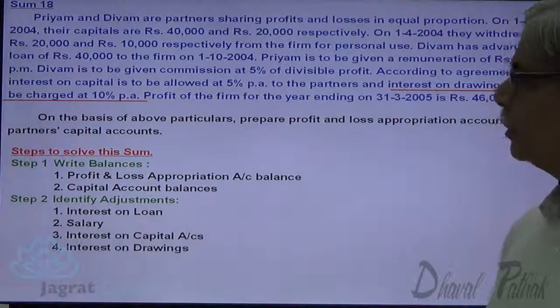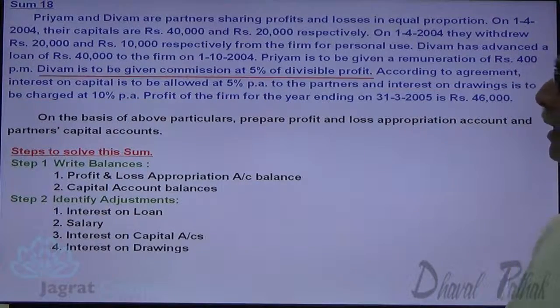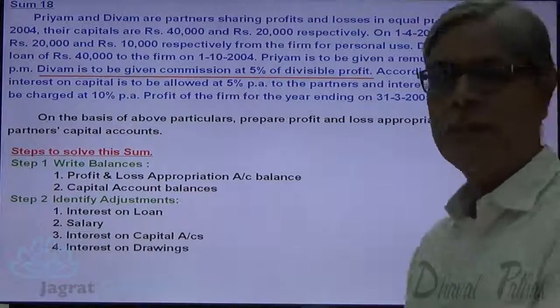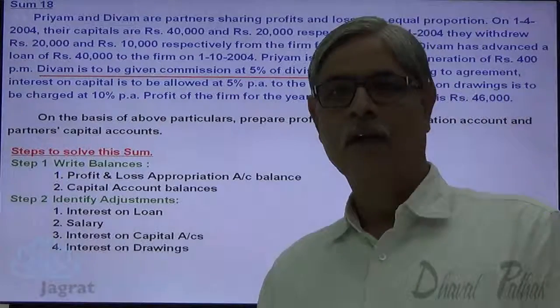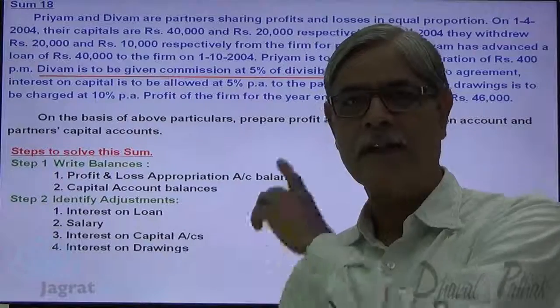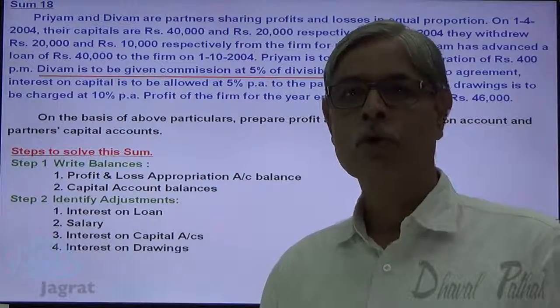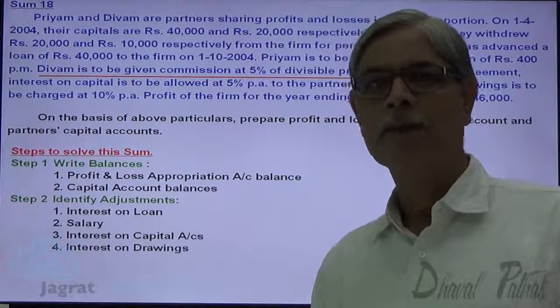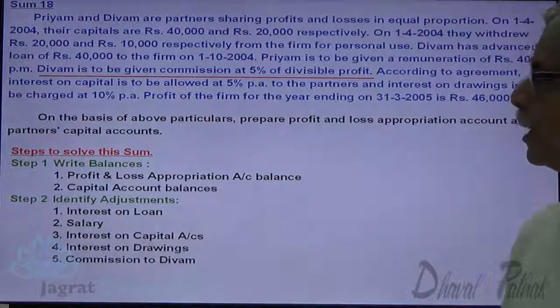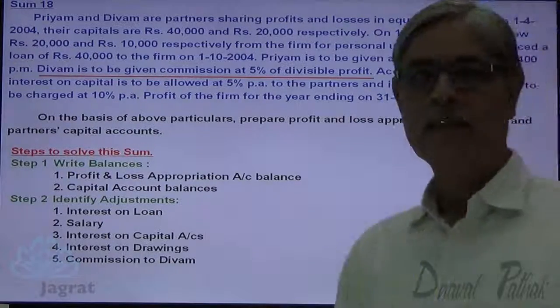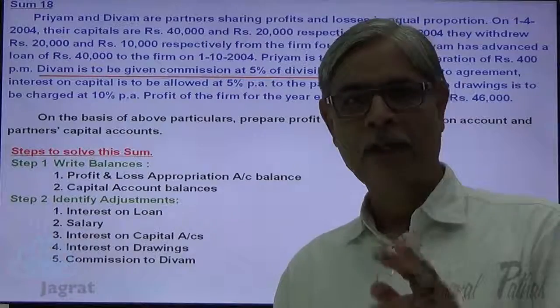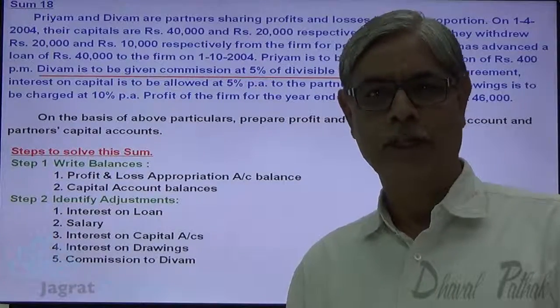Remember, commission to be given to a partner is to be considered, so 5% of divisible profit, and we can work out the divisible profit after giving the effect of all this adjustment. So next adjustment is commission to a partner. So these are the various adjustments given to you. I have already mentioned the sequence in which they should be taken care of.